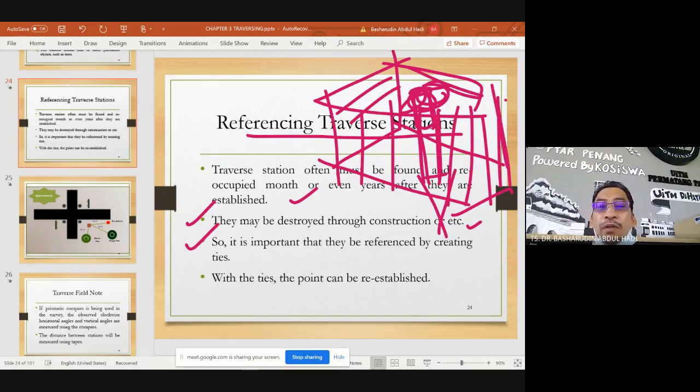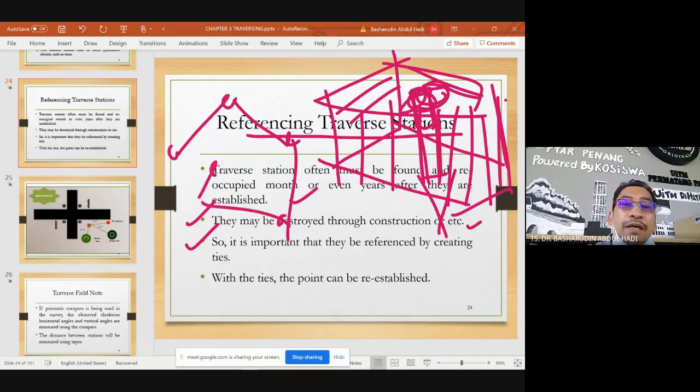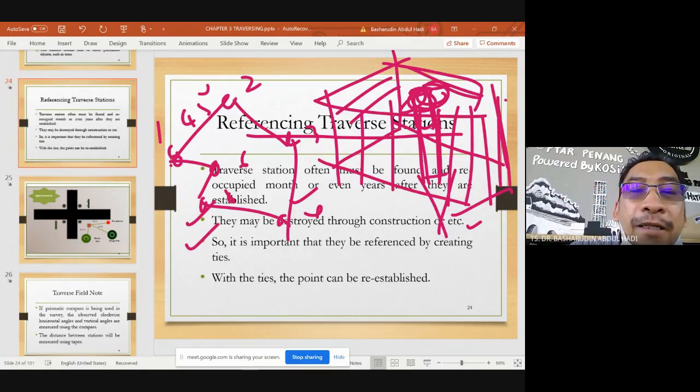So the third one is important that they be referenced by creating ties. Creating a tie means that something like this, station to station, you are connected by a line. Make sure all of these we call stations. For example, station 1 to station 2, 45 degrees. Station 1 to station 2, 3, 4, 5, 6. Station 1 to 6, maybe the angle is 101 degrees, 20 minutes.